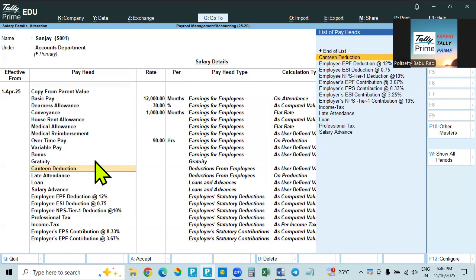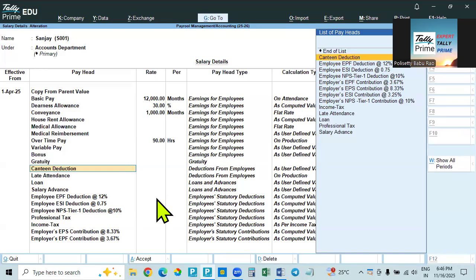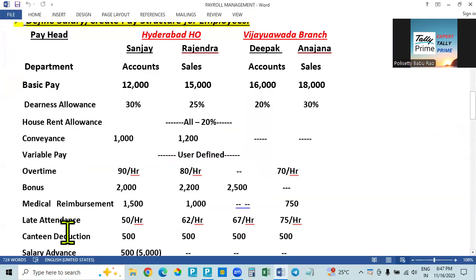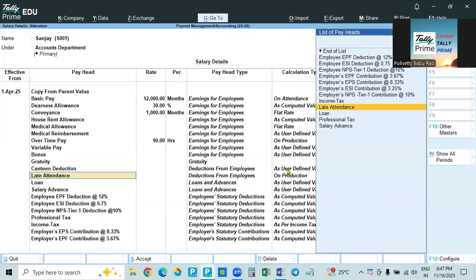Then deductions. See, all these are showing deductions. The first one is canteen deduction. Canteen deduction is defined as 500 rupees for everyone. In the case of higher officers, the deduction will be more. So this is also user defined. What is the canteen deduction for higher officers, what is the amount every month, and for other employees, what is the rate? All this will be defined separately as user defined, so it will not go there.